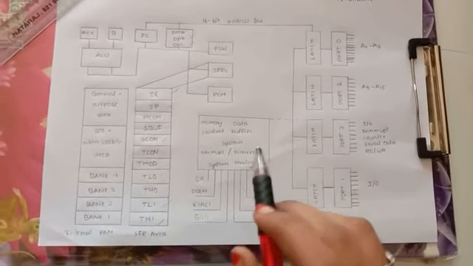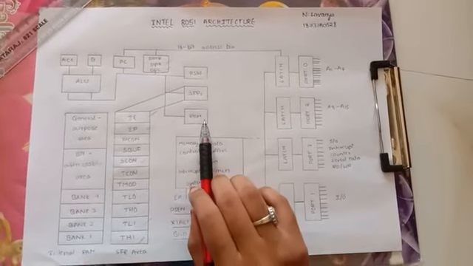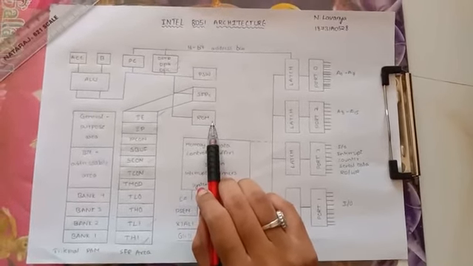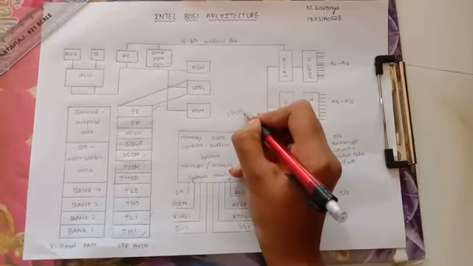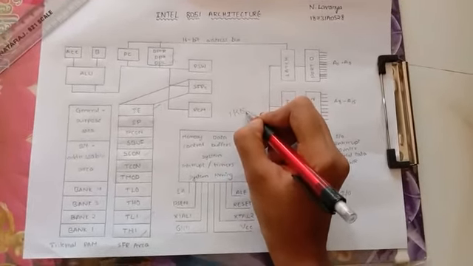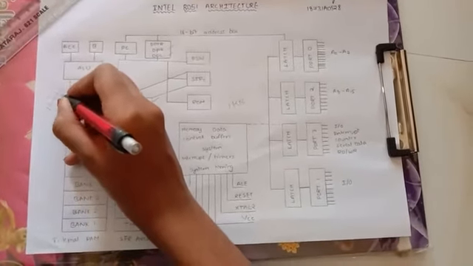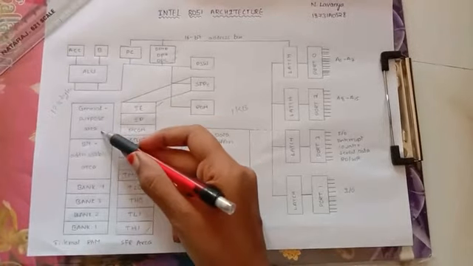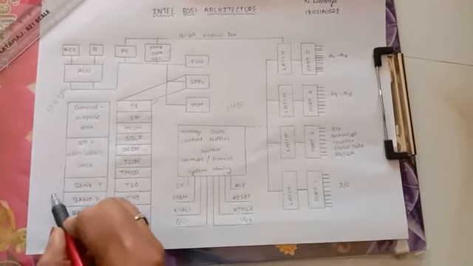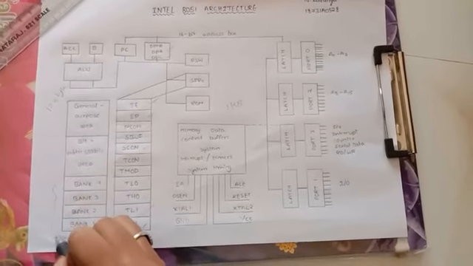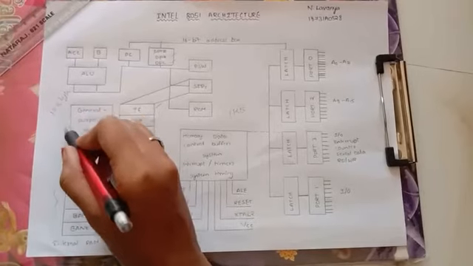8051 can access two memories. One is ROM. ROM is nothing but external memory. Its size is 4 KB. And the other one is RAM. Its size is 128 bytes. This is the internal structure of RAM. It is divided into three parts: bank registers, bit addressable registers, and general purpose registers.